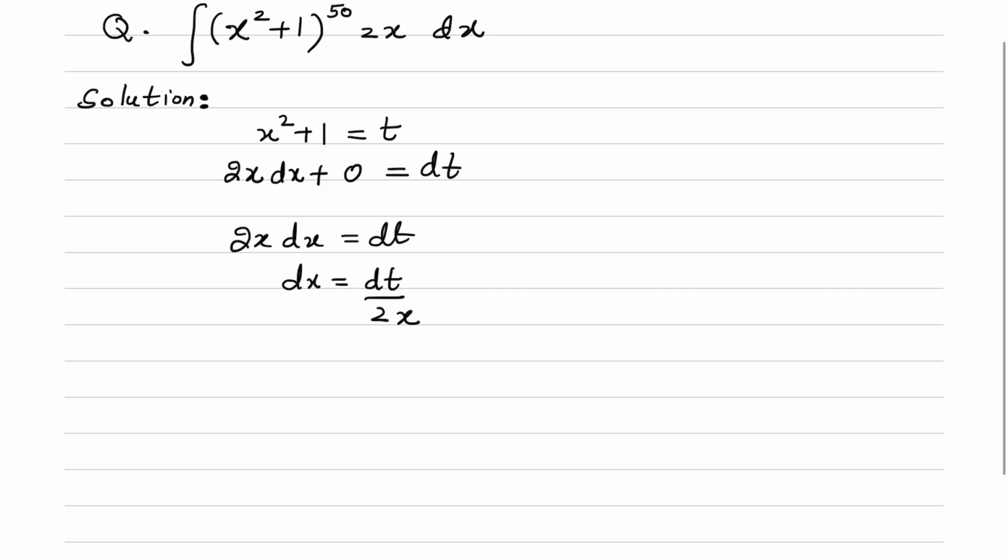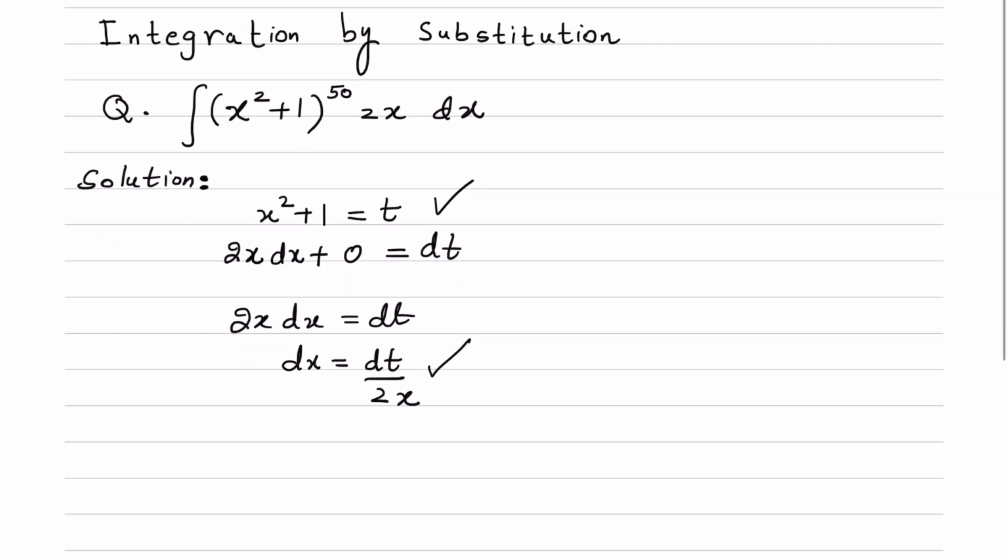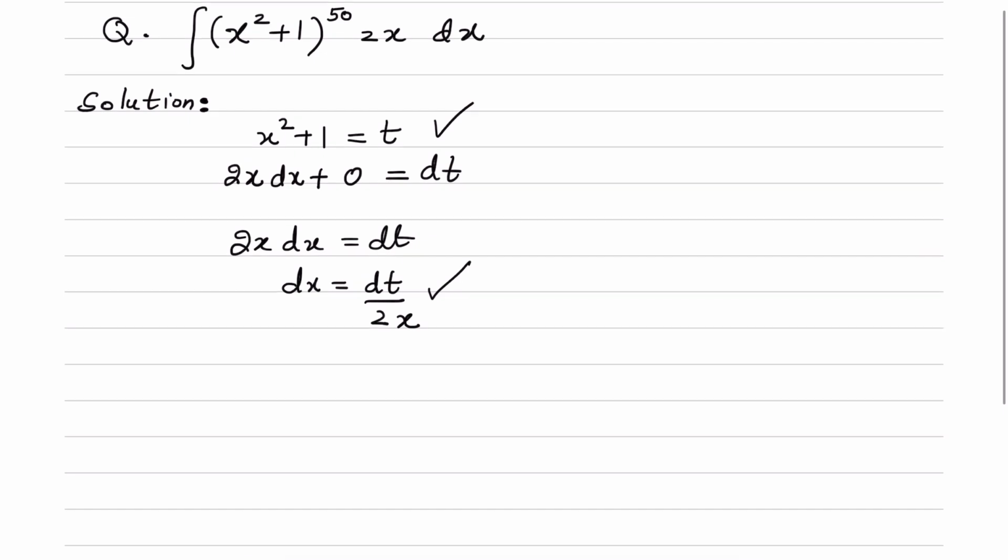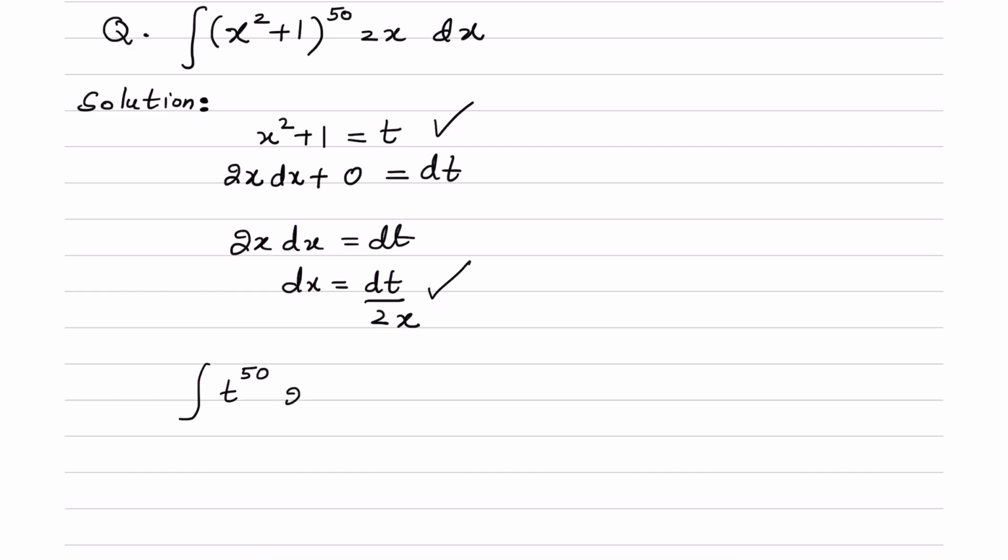Now put this x square plus 1 equal to t and the value of dx in our integral here. Let's see what happens. X square plus 1 is equal to t, to power 50, 2x as it is, and the value of dx is dt by 2x.